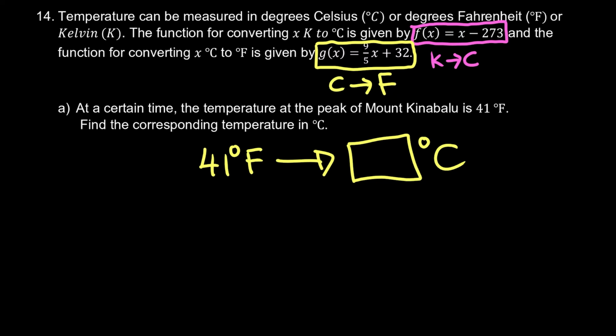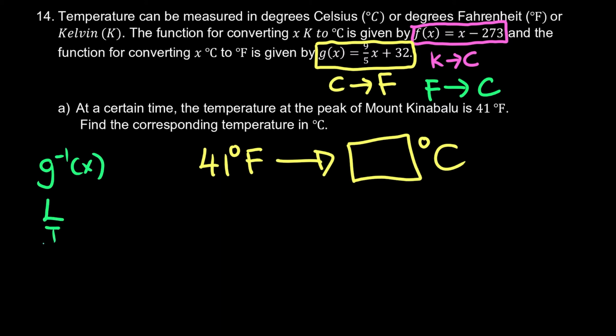But we know that the opposite is true, right? It means that if we reverse this G function, we will get F converted to C. So how do we reverse the G function? We find the inverse function of G. So let us try to find the inverse of G. How do we find an inverse again?